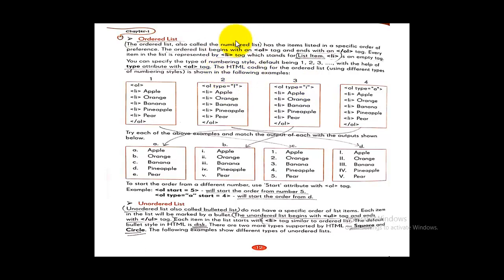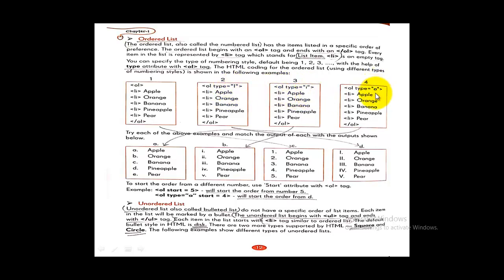You already know Roman numerals, right? Now this is an ordered list, where the type is given as Roman: type equal to I, capital I in Roman numerals. The list items are given here the same way. Now the third one is OL type equal to small i. This is capital I, this is small i. Both are given in Roman numerals.